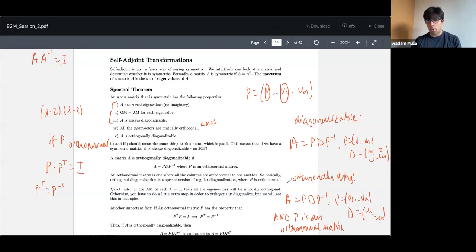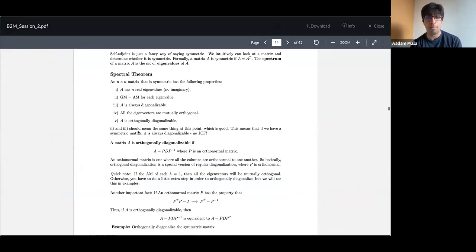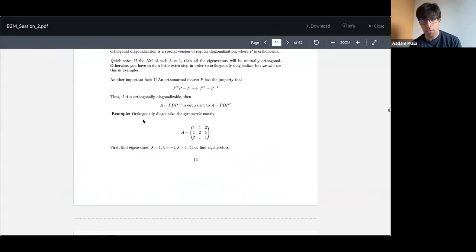So in our orthogonal diagonalization, we can say A equals PDP inverse, or we could say A equals PDP transpose. Those are both equivalent. That's the point of orthogonal diagonalization. It's really just normal diagonalization with a bit of an extra step. So let's do an example: orthogonally diagonalize a symmetric matrix.